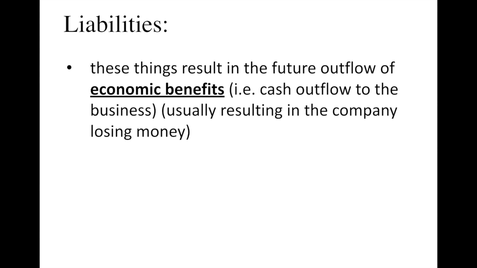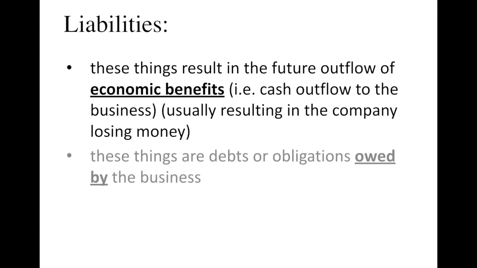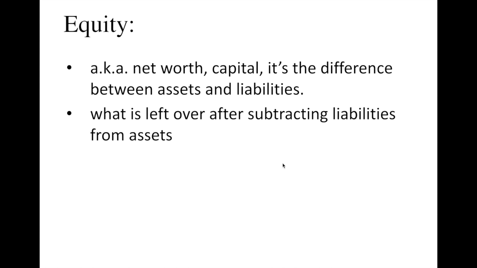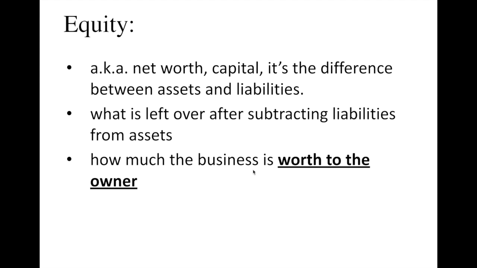Liabilities are things that will result in the future outflow of economic benefits. In other words, money is leaving the company, so we're losing money. And these things are usually debts or obligations owed, not owned, owed by the business to a third party. Okay, so equity, aka net worth, capital, is the difference between assets and liabilities. Now, owners can directly contribute to owner's equity by investing money or by withdrawing money, which would negatively impact owner's equity. But the thing to remember basically is just how much the business is worth to the owner.